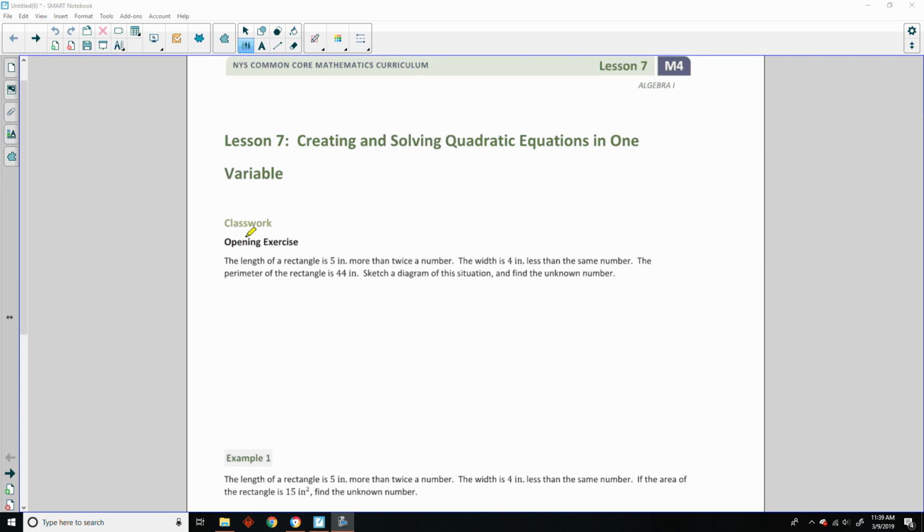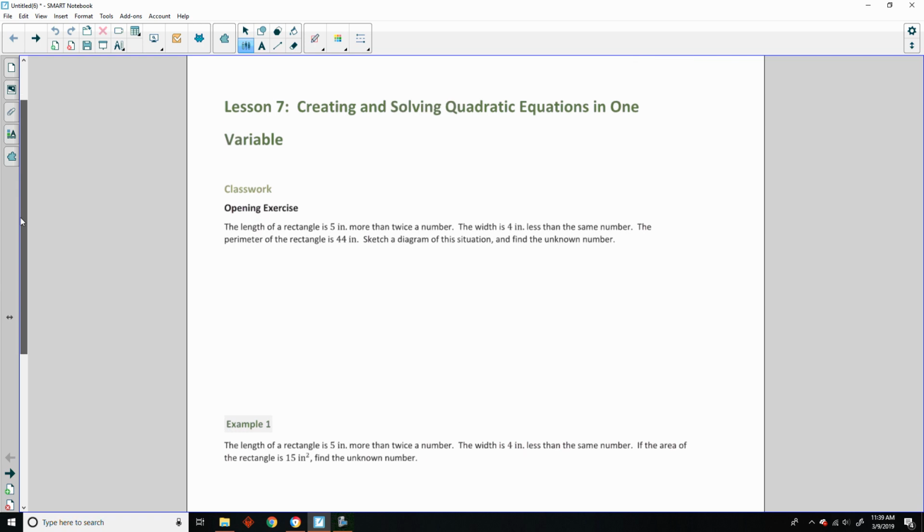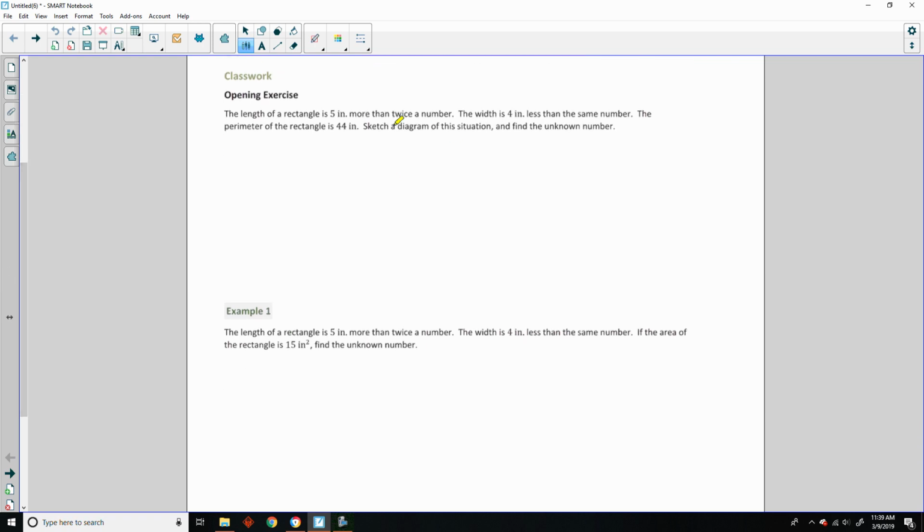Classwork, opening exercise. When it says exercise, you do it. Pause the video, do this, come back, see how you did. Okay, here we go. The length of a rectangle is 5 inches more than twice its number. The width is 4 inches less than the same number.